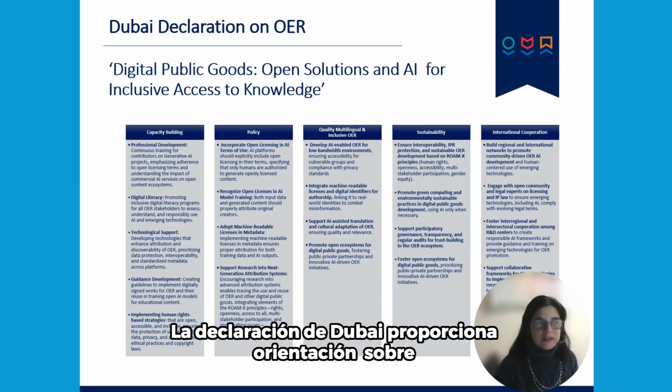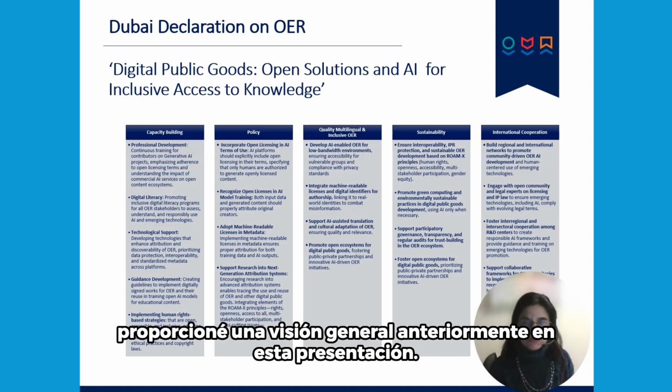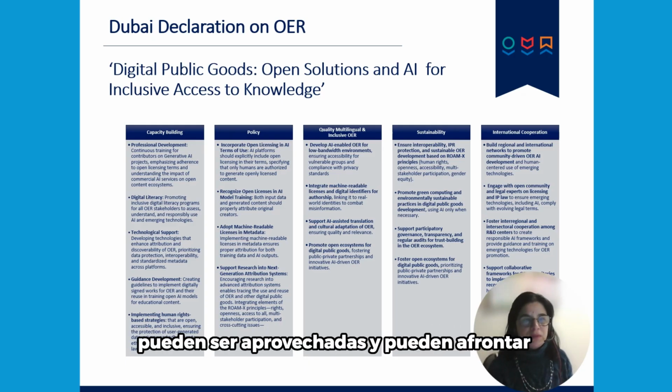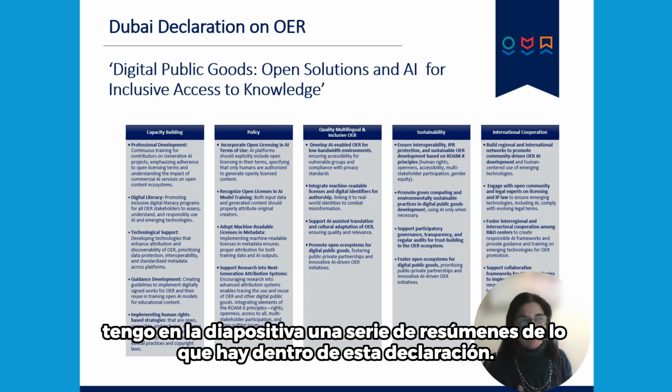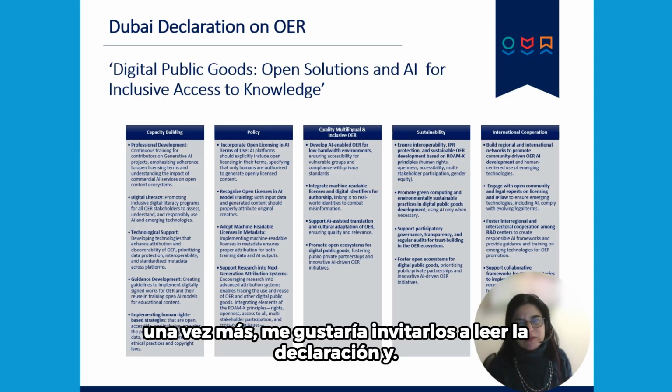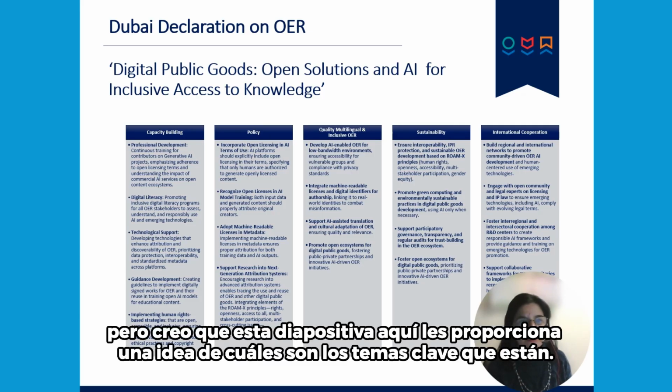The Dubai Declaration provides guidance on how the 5 areas of the recommendation, which I provided an overview of just earlier in this presentation, can be harnessed and can meet the challenges and the opportunities of emerging technologies in AI. I have on the slide a number of summaries of what's inside this declaration. Again, I would like to invite you to read the declaration and engage with it, but I think this slide here provides you with some idea of what are the key issues that are addressed.